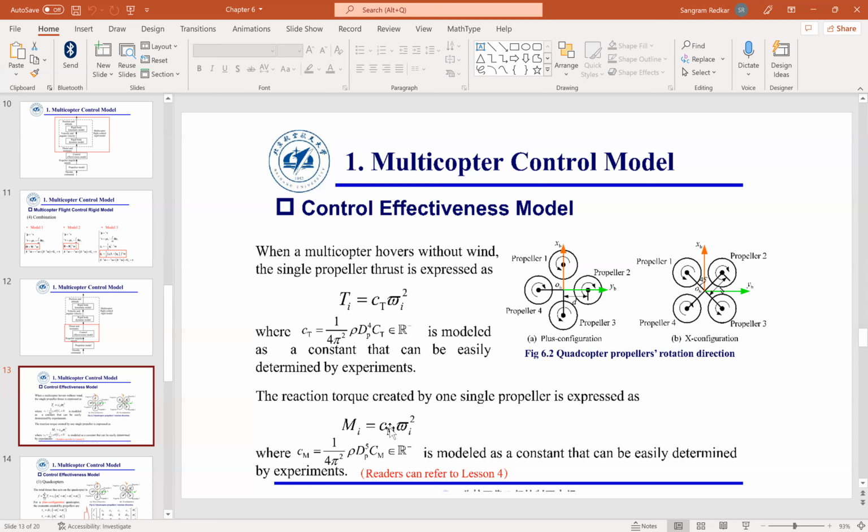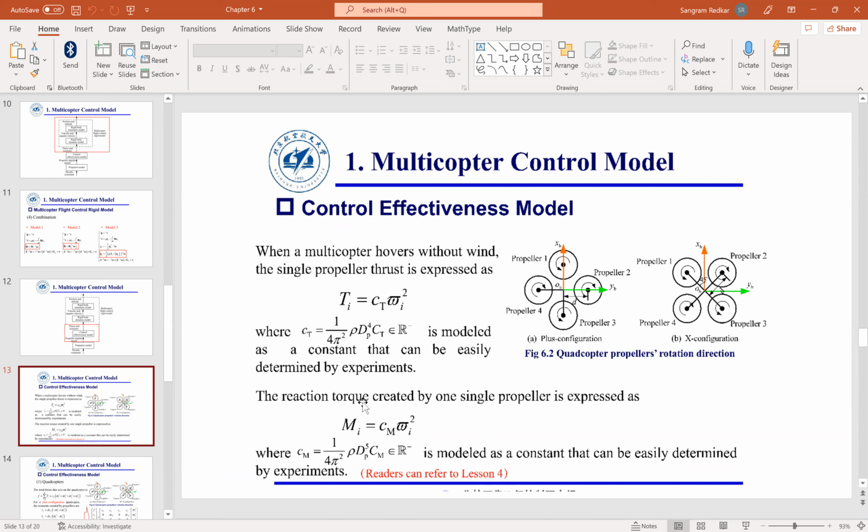The reaction torque: since the prop is going to rotate, and the prop has a non-zero inertia, it's going to generate some sort of torque. And that reaction torque is given as Mi equal to Cm times omega squared, where Cm is proportional to the diameter of the prop to the power 4. So these two are the very, very basic equations for quadcopter control authority. How would you control the quadcopter? You would control the quadcopter by controlling the speeds of the props.